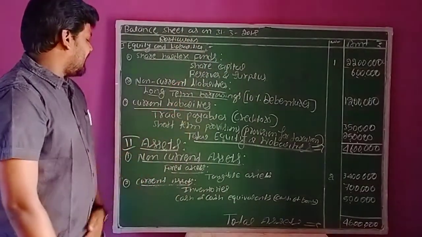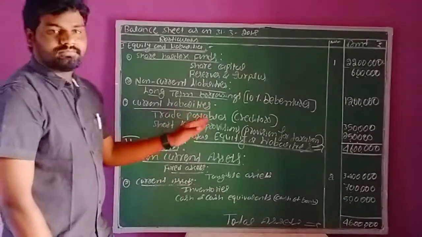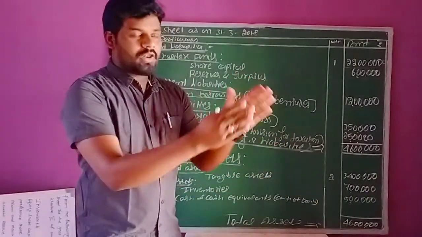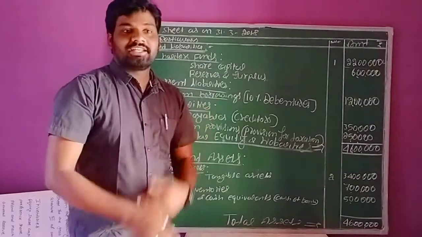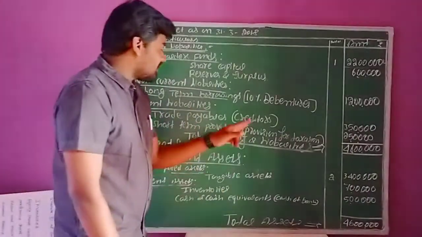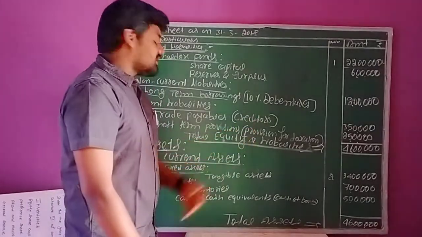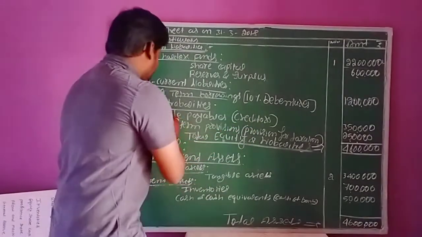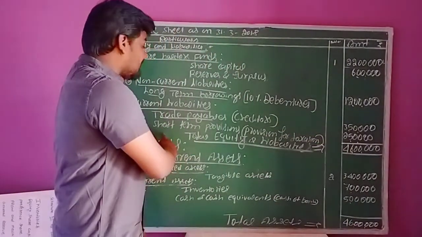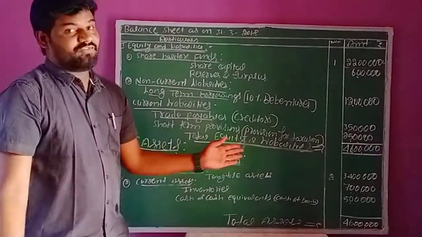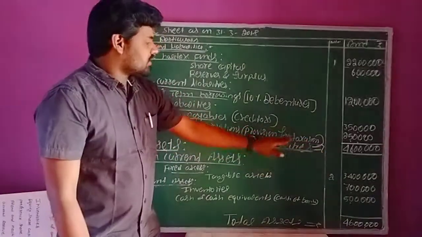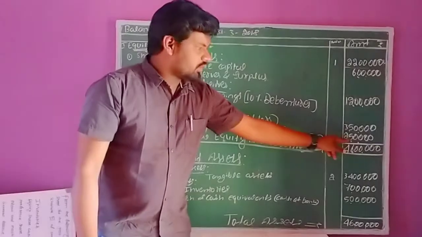The next third headline, current liabilities. Current liabilities means those liabilities which are settled within a 12 months period of time. Such liabilities we record under this head only. The first one they gave is creditors. Creditors is nothing but trade payables. You have to take trade payables rupees 3,50,000. And the next one, provision for taxation, is nothing but short term provisions only. So short term provisions are 2,50,000 rupees.